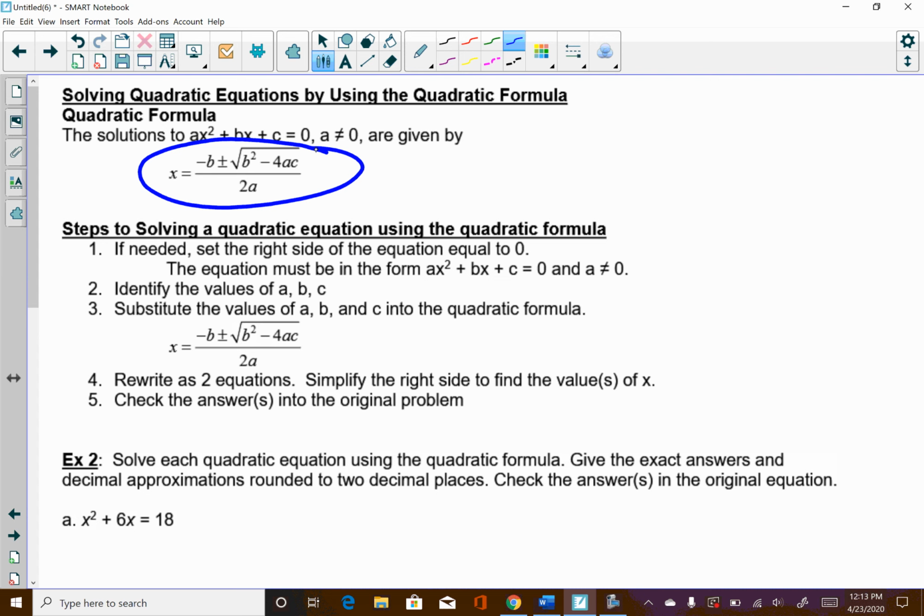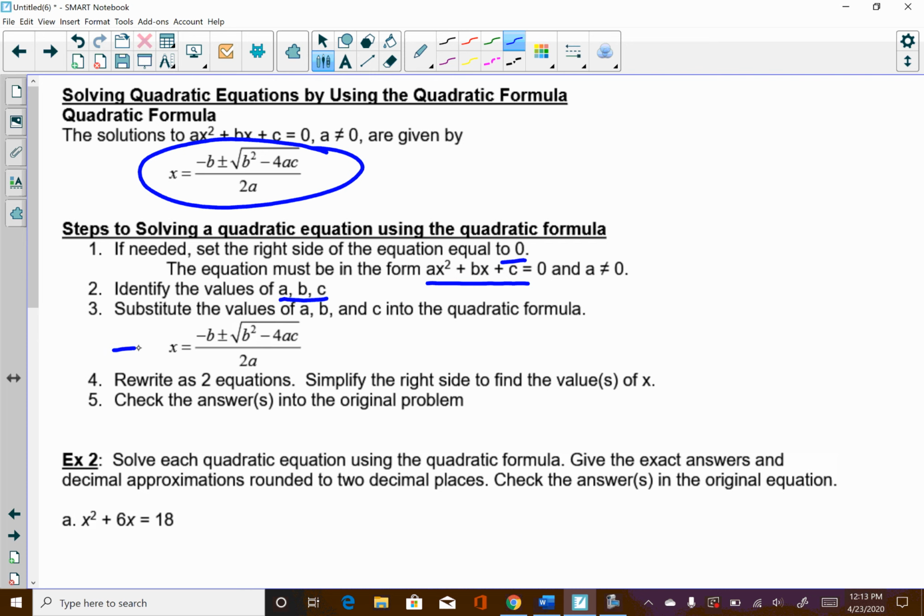So the steps to solving a quadratic equation: if needed, you need to get everything all on one side equal to 0. Make sure it's in descending order, and your leading term cannot be 0. If your leading term was 0, then you don't have a quadratic, and there's no need to use the quadratic formula. I always say, recognize what your values are for a, b, and c. Substitute those values into the quadratic formula itself. Then you're going to have to simplify. You'll end up with 2 answers and simplify. Okay, so let's just go ahead and jump into one so you can kind of see it all play out.